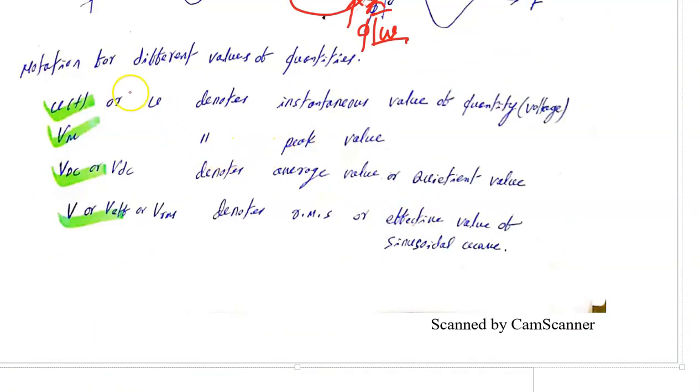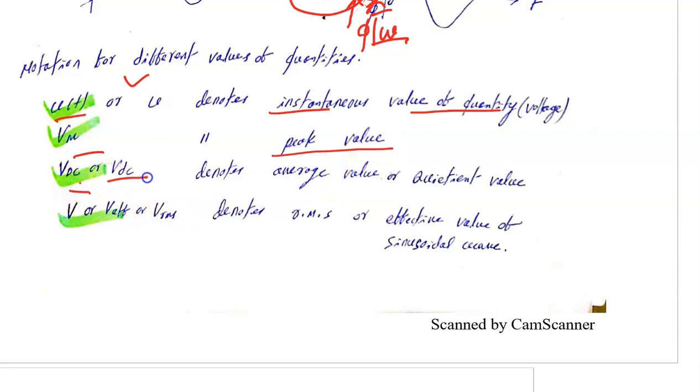We'll use these notations. Small v(t) denotes the instantaneous value of the quantity, Vm the peak or maximum value of the quantity, capital V dc denotes the average value, or sometimes we call it V average, and capital V effective or Vrms denotes the RMS or effective value of the sinusoidal wave.